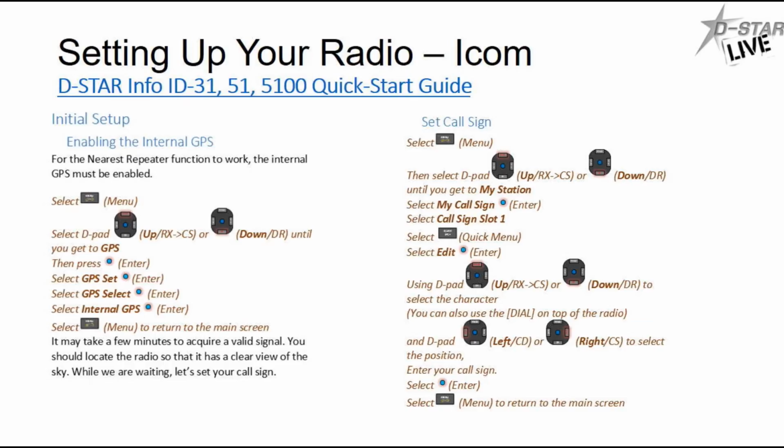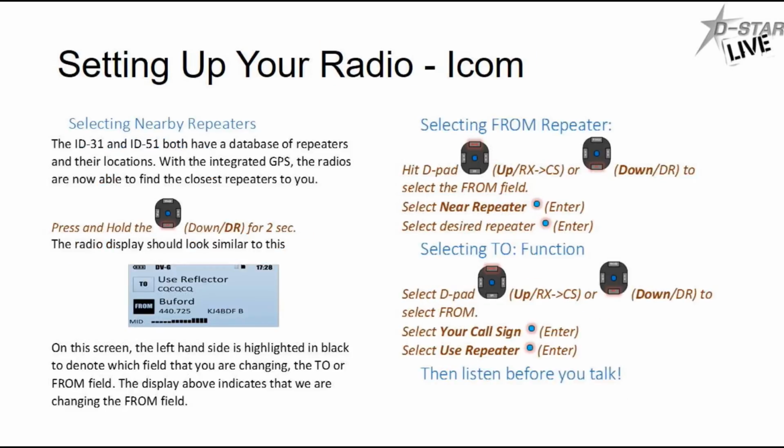You just program the call signs, you just go through these button presses, button press by button press. As you read through this, you get your call sign on the radio, and you're just about there. So select the nearest repeater.